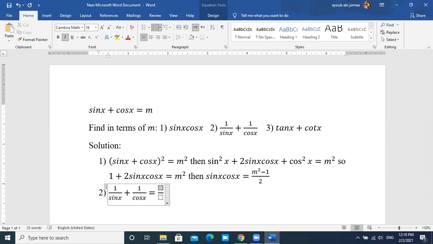This is how you are thinking: you have the same numerators, 1 and 1, and you add the denominators, like this, sin x plus cosine x. Like this.